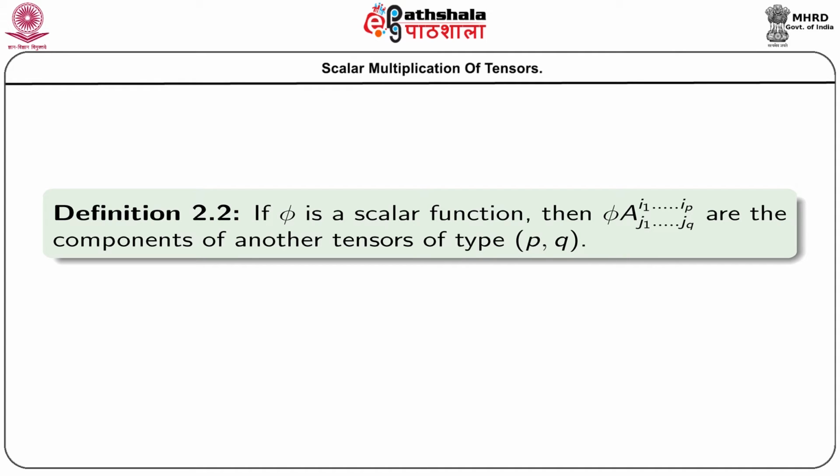So, after addition or subtraction, it will be the same type of tensor (p,q). Now, the scalar multiplication of tensors: if phi is a scalar function and it is multiplied with the components of the tensor of type (p,q), A^{i1 i2 ... ip}_{j1 j2 ... jq}, then again it is a tensor of type (p,q).